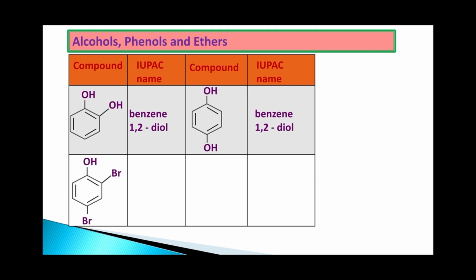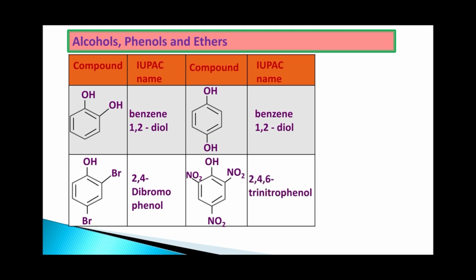Next I will take different substituents like bromo. Bromo is present at which position with respect to OH? Positions 2 and 4. At positions 2 and 4 bromine is there, along with phenol. Hence 2,4-dibromophenol. Bromo becomes the prefix. Similarly, if I take the nitro group, with 3 nitro groups at positions 2, 4 and 6, the name is 2,4,6-trinitrophenol.